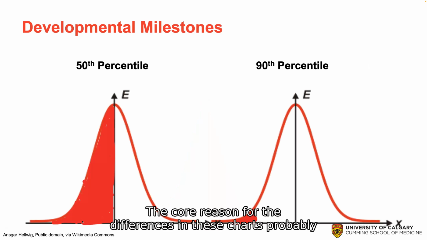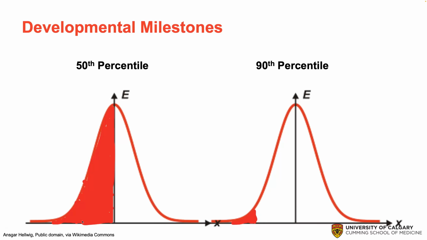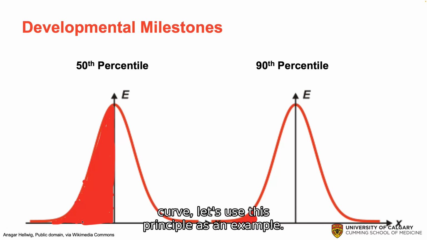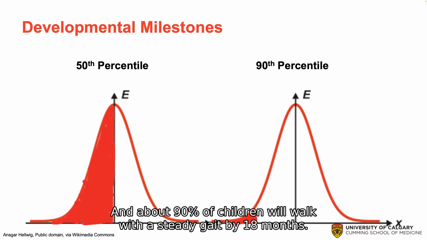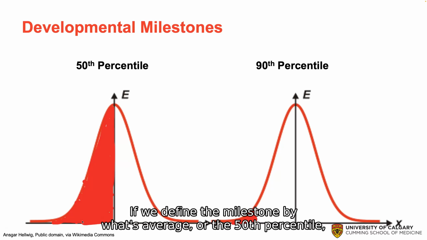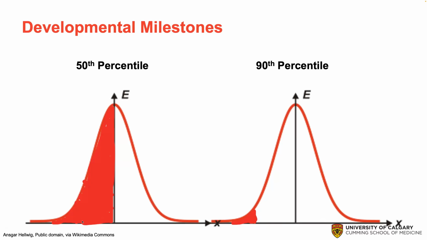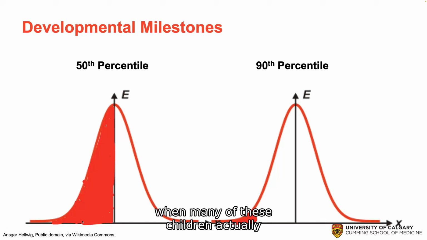The core reason for the differences in these charts probably comes from a question about what we define as typical development. Although not all developmental skills follow the bell curve, let's use this principle as an example. About 50% of children will start walking by 1 year of age, and about 90% of children will walk with a steady gait by 18 months. If we define the milestone by what's average, or the 50th percentile, then 50% of children at age 1 will not meet that milestone. This can create concerns from parents and clinicians when many of these children actually have typical development.